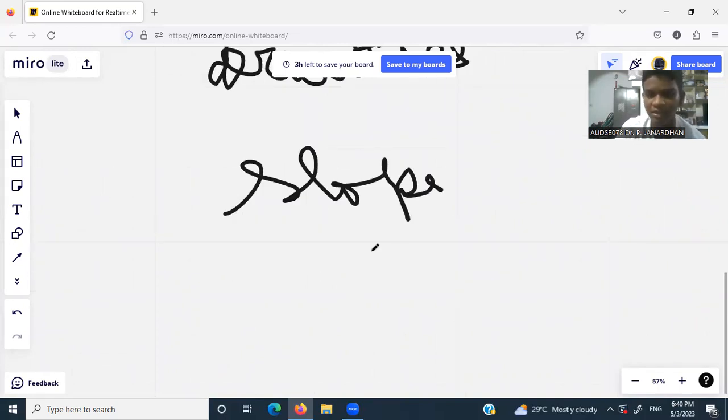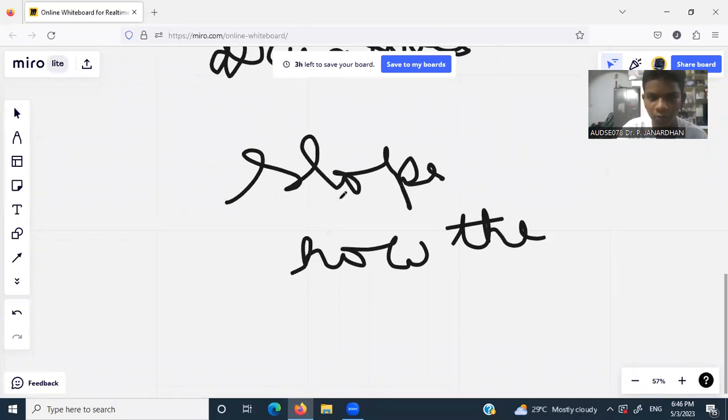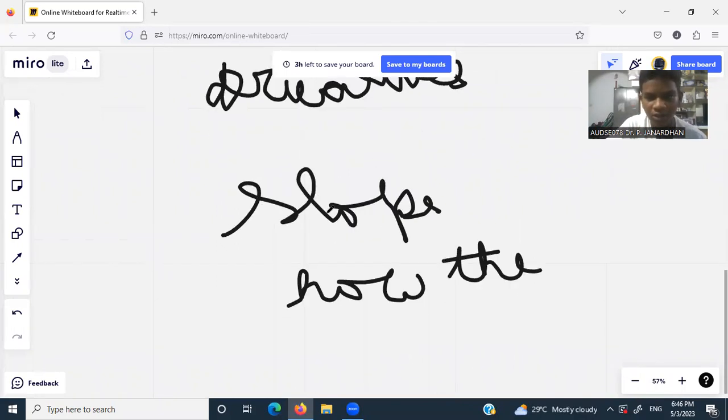The slope of a function essentially defines how the output changes. So how the output of the function changes. As I've told you, calculating a derivative means calculating the slope of a function. The slope of the function defines how the output will change if there is a change in the input.